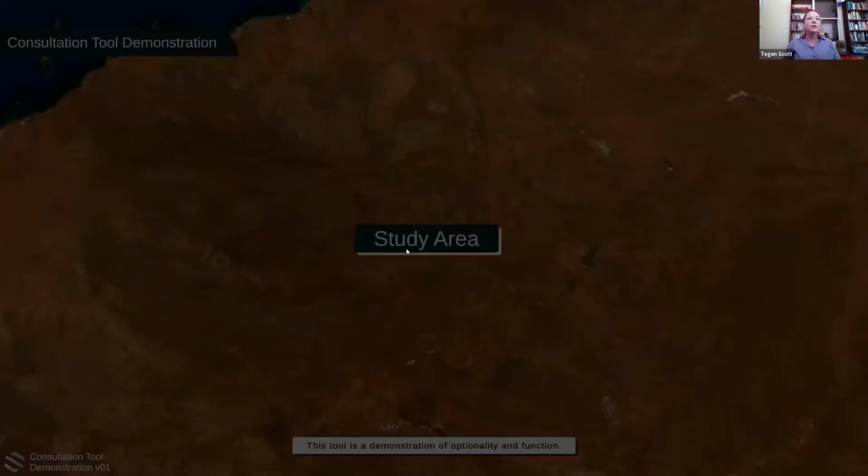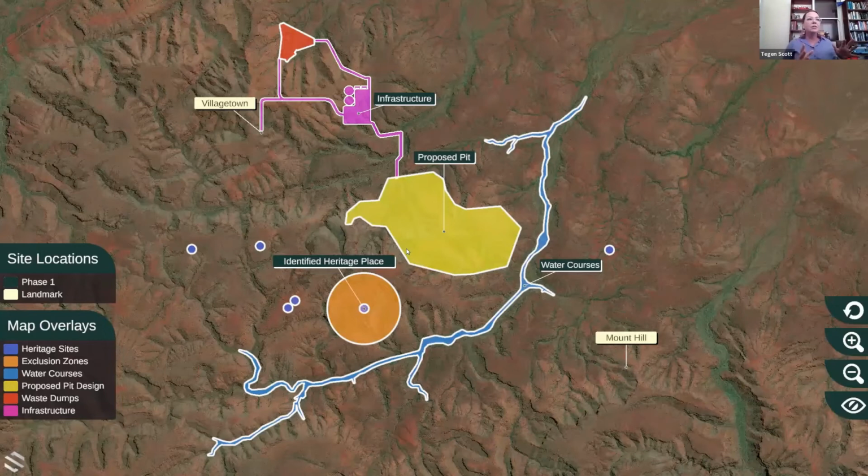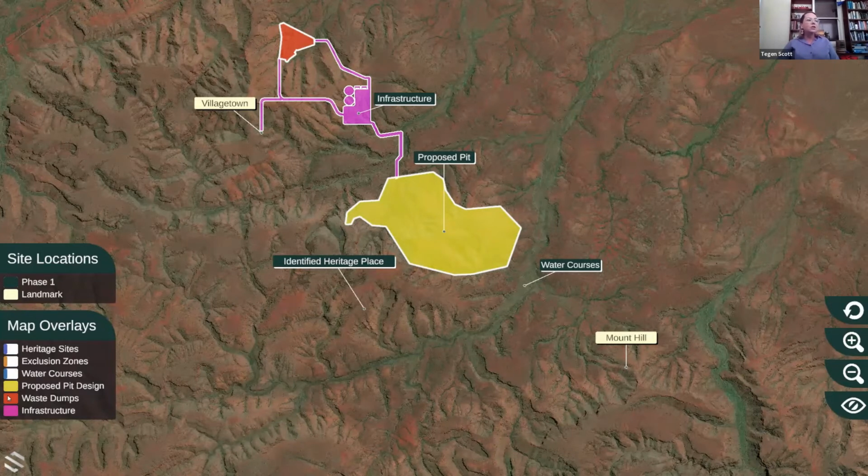So I should also acknowledge that this demonstration has been built without sensitive information. So any photos that look like they may be of heritage places, we've used heritage places that were deemed by traditional owners not to be significant areas. So if you can see the screen here, it seems quite busy. We have layered information that turns on and off.